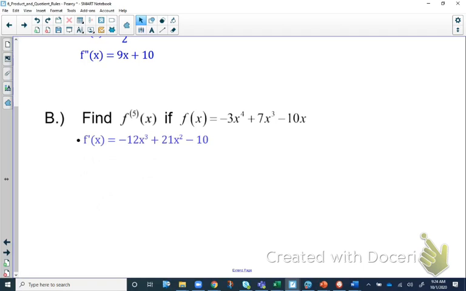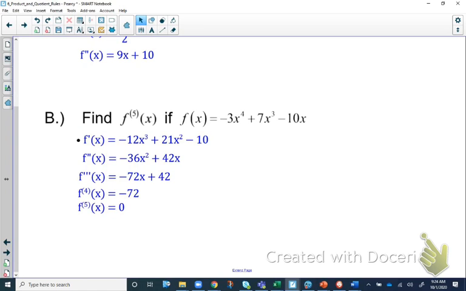So the first derivative is going to be negative 12x cubed plus 21x squared minus 10. Then I take the derivative of that to get negative 36x squared plus 42x. Take the derivative of that one and I get negative 72x plus 42. So we're at the third derivative. So the fourth derivative would just be negative 72. And the fifth derivative, the derivative of a constant in this case, would be 0.